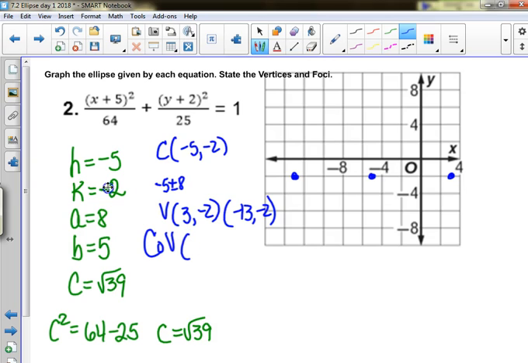The co-vertices are the B value added onto the Y, right? So it's -5, -2 plus or minus 5, which would be -7 and 3. -5, -7, -5, +3. Anybody's looking like that? You guys are ahead of me? Okay.